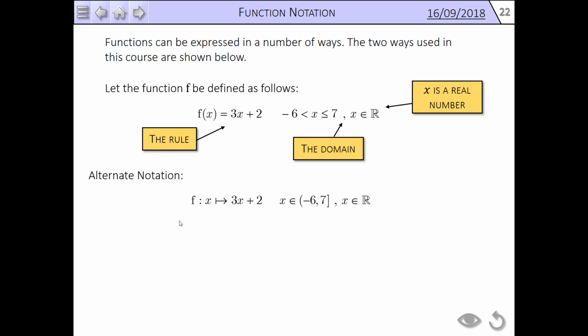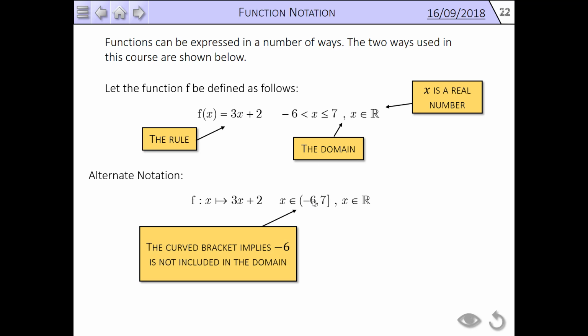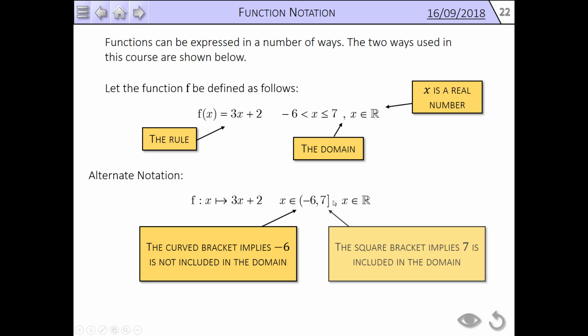A different kind of notation that's often used is here. We have an f followed by a colon, x and an arrow, and then the rule is written. And then for our domain, we're told x is in the region (-6, 7]. The curved bracket tells us that -6 is not included in the region, whereas the square bracket tells us that 7 is included. So we can have any number between -6 and 7, but we can't have -6, and we can have 7. Again, we've got x in the real numbers.